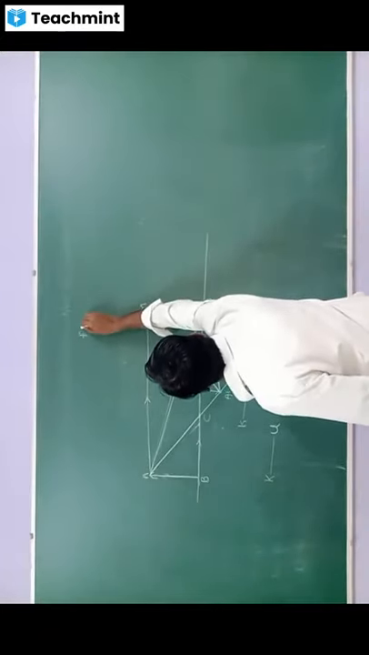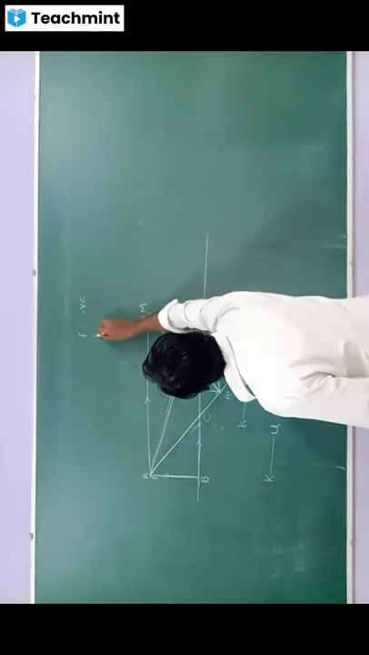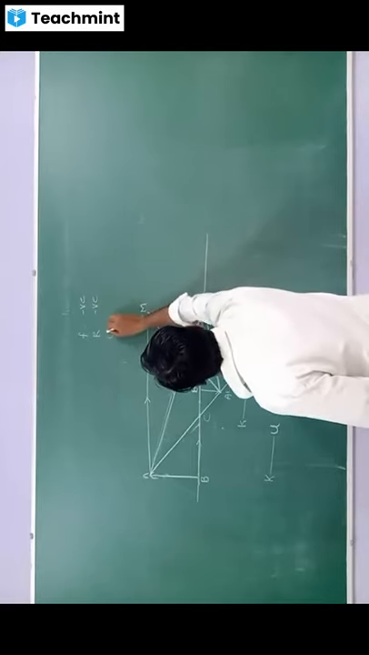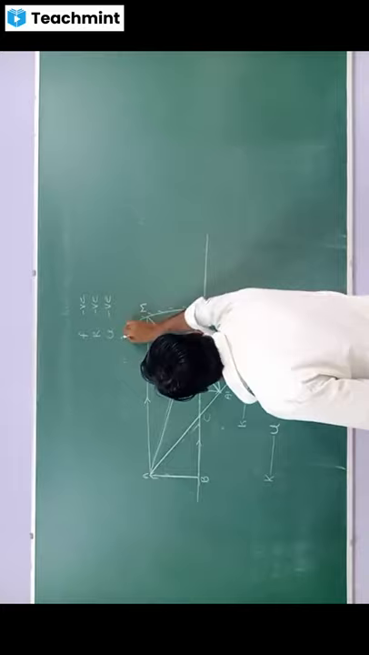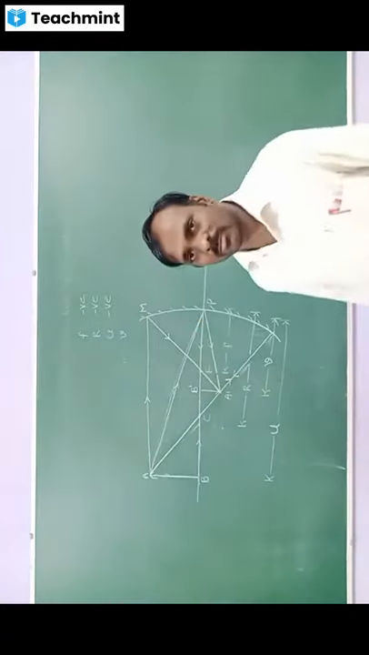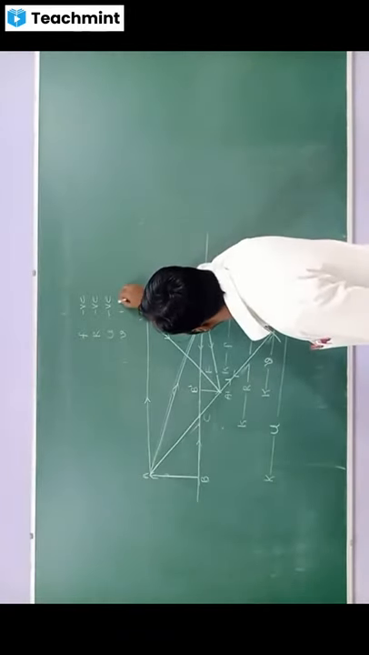focal length is negative, radius of curvature is negative, object distance is negative, and image distance depends on the position of the object. It may be positive, it may be negative.